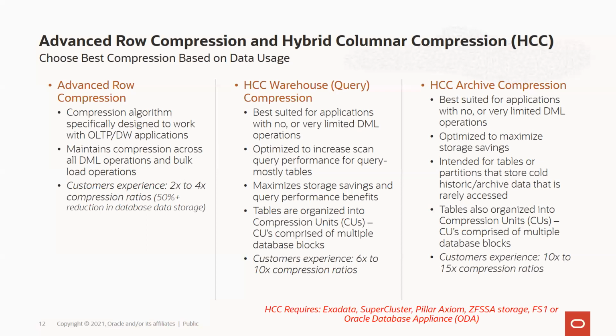But again, a really simple way to think about this: OLTP has to be advanced row compression. If you're on data warehouse and you don't have Exadata or one of those other storage platforms, you can still use advanced row compression. If you're a data warehouse on one of those platforms that supports Hybrid Columnar, you can use Hybrid Columnar, but only for query only, query mostly data.